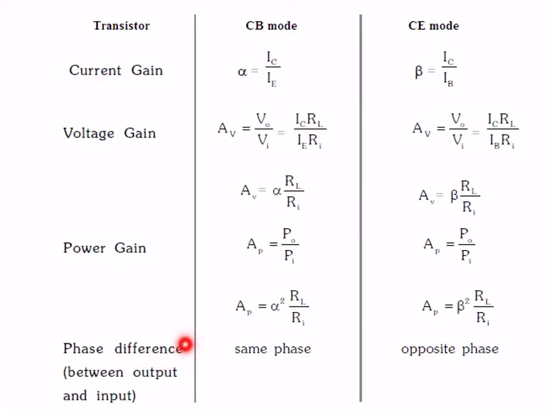Many exams ask this question: what is the phase difference? That is the phase difference between the output and input. It varies in CB mode and CE mode. In CB mode, that is common base mode, the phase difference is in phase, that is 0 degree phase difference. In CE mode it is opposite phase, out of phase by 180 degree.